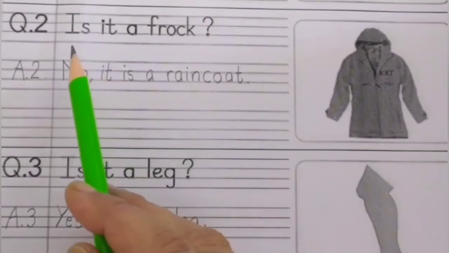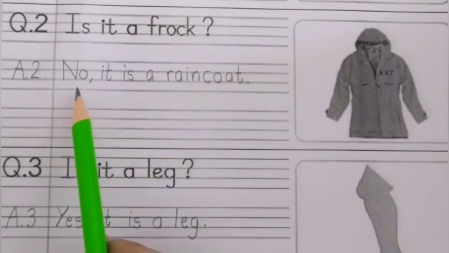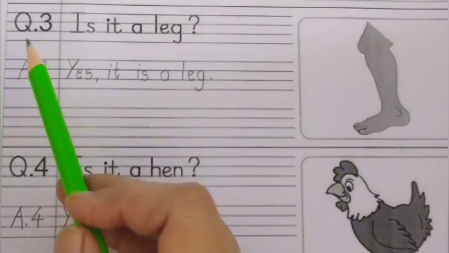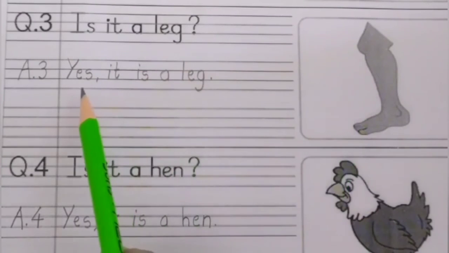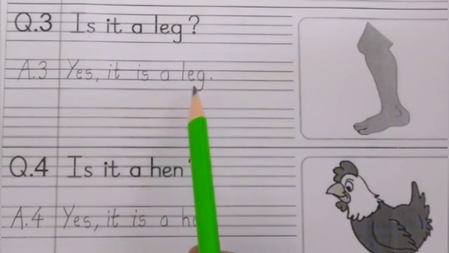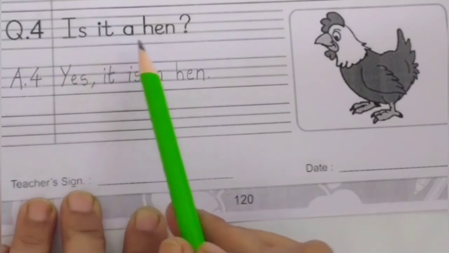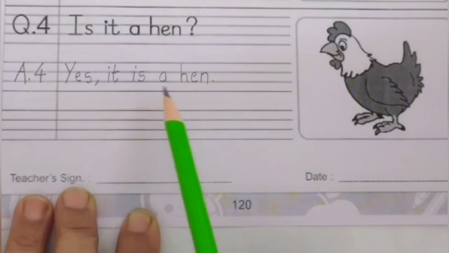Is it a bun? No, it is a hut. Is it a frock? No, it is a raincoat. Question 3. Is it a leg? Yes, it is a leg. Question 4. Is it a hen? Yes, it is a hen.